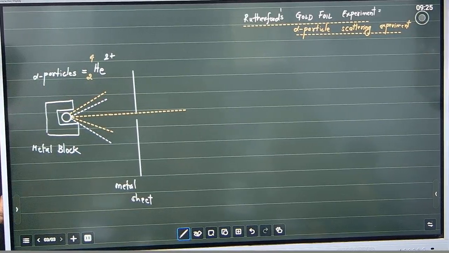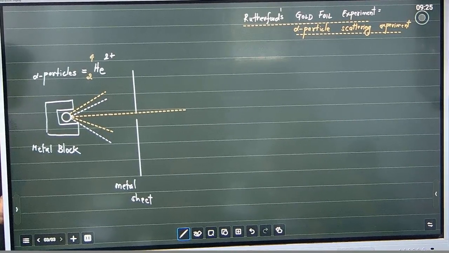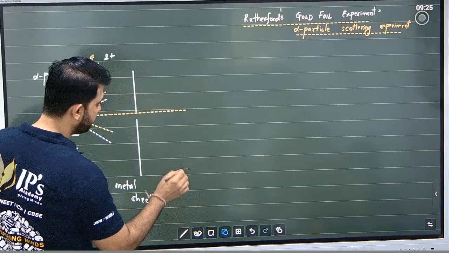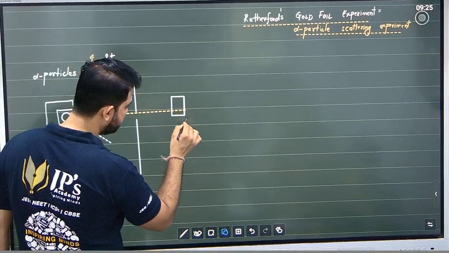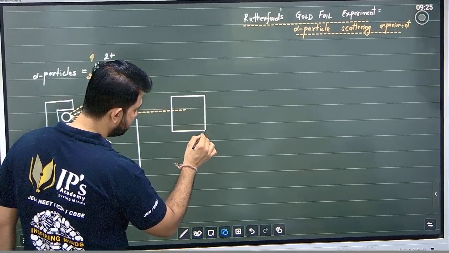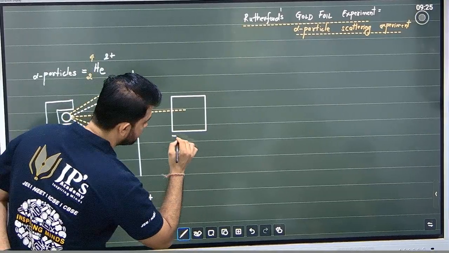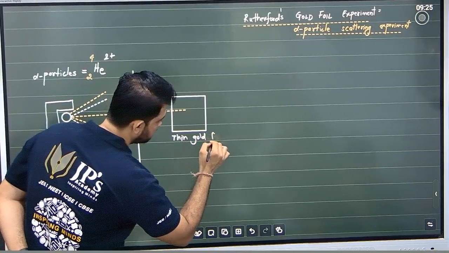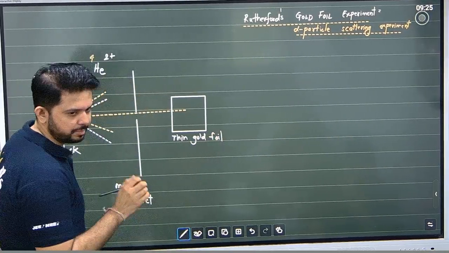Did you get that? When I say I want a focused alpha particle ray. Next, what do we do? We have this incident on a very thin gold foil. I repeat, it should be very, very thin gold foil.